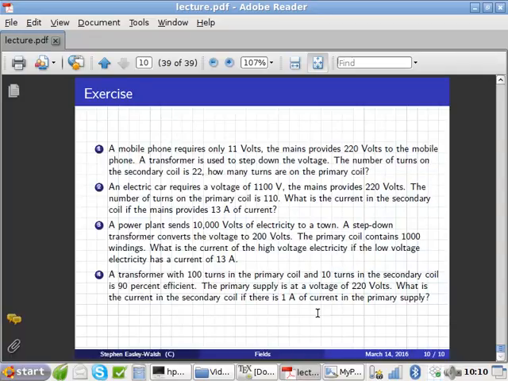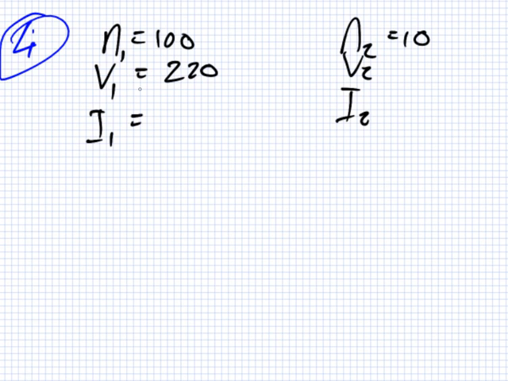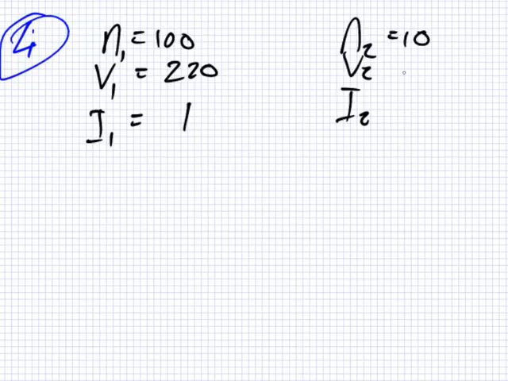Okay, last one here. You have a transformer with 100 and then 10. So, N1, V1, I1. N2, V2, I2. So this is 100, this is 10. What's the V1? 220. And the V2? And the I1? 1. And I want the I2.